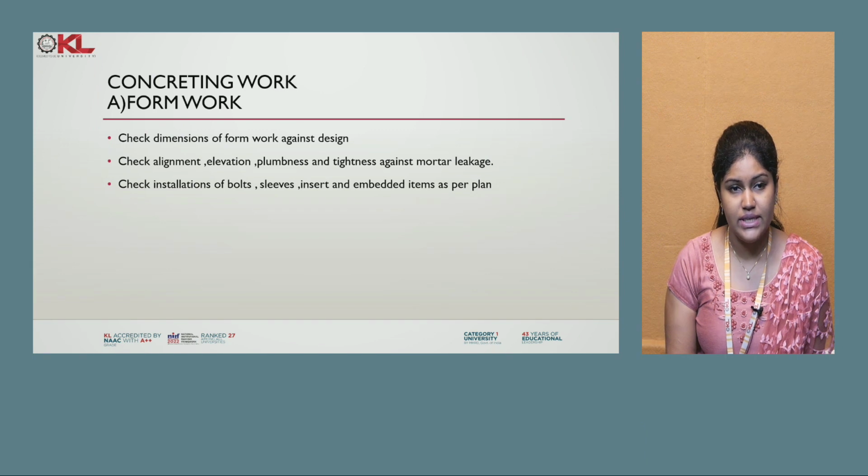Concreting work. In the case of concreting work, what all things we need to inspect? First one is the formwork. Check dimension of formwork against design. Check alignment, elevation, plumpness and tightness against mortar leakage. Check installations of bottles, sleeves, inserts and embedded items as per plan.